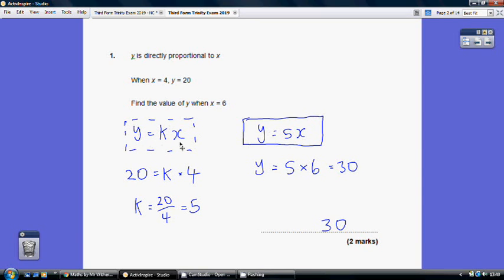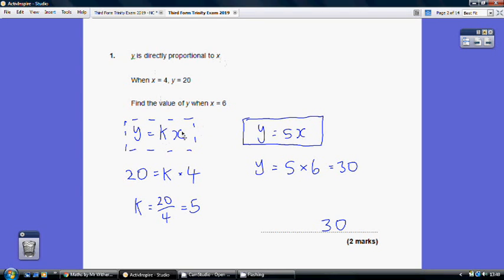So step 1 is to get this provisional formula, which I've just put in a dotted rectangle. Because y is directly proportional to x, we can say that y equals k times x, where k is some constant that we need to find out. Say y had been directly proportional to x squared, we'd have said y equals k times x squared.